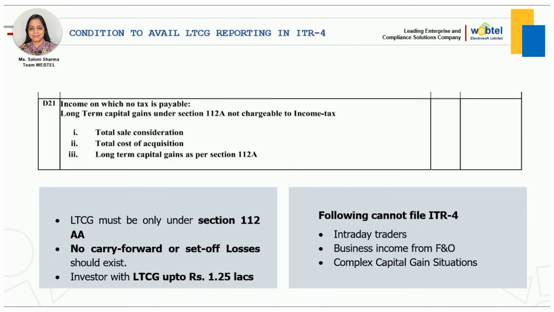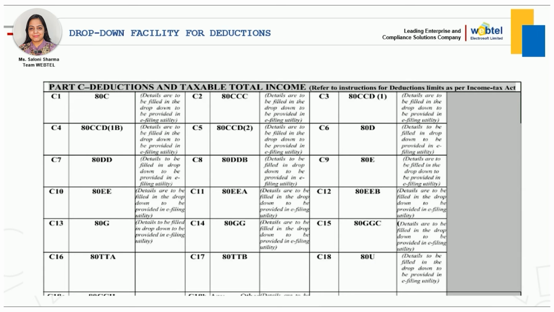And the long-term gain must be only under Section 112A. No carry forward or set off of losses should exist. Investors having income up to 1,25,000 rupees are eligible to file an ITR 4. But if you are an intraday trader having business income from F&Os, or if you are having a complex capital gain situation, then in all these cases you are not eligible to file an ITR 4. And also the government has provided drop-down facilities for the deductions under Chapter VI-A.